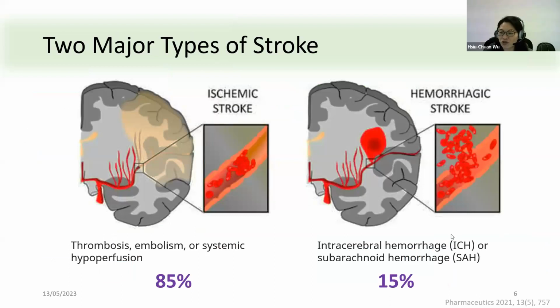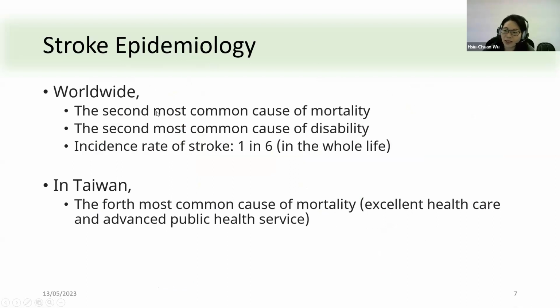So we divide stroke into two major types. One is ischemic stroke, and the other is hemorrhagic stroke. Ischemic stroke is basically a blockage of a blood vessel in your brain. It can be caused by thrombosis, embolism, or systemic hypoperfusion, and it makes up 85% of all strokes. The remaining 15% is hemorrhagic stroke, and it's quite straightforward. It's because of the rupture of your blood vessel, causing blood to come out into your brain, and that is intracerebral hemorrhage, or on the surface of your brain, which is called subarachnoid hemorrhage. And stroke has long been the second most common cause of mortality and disability.